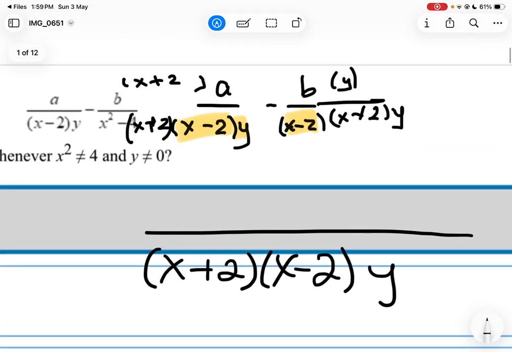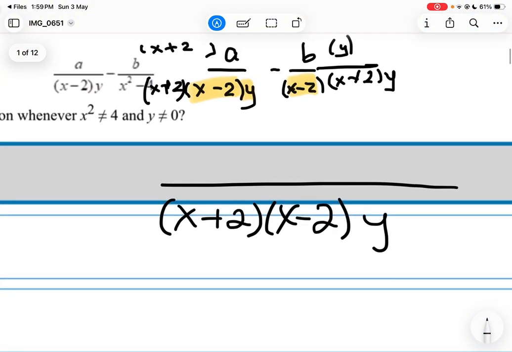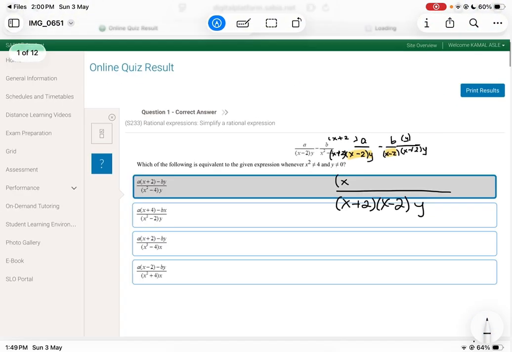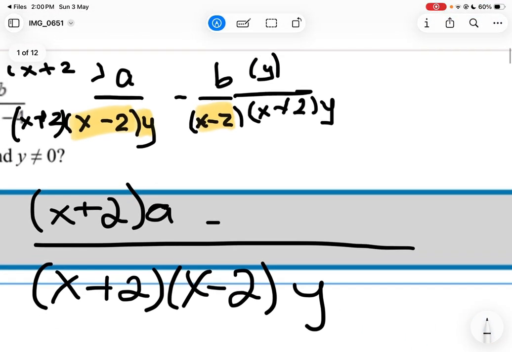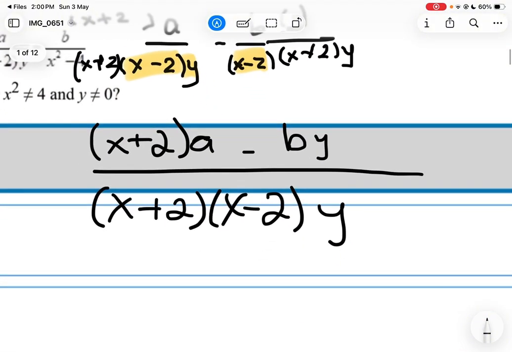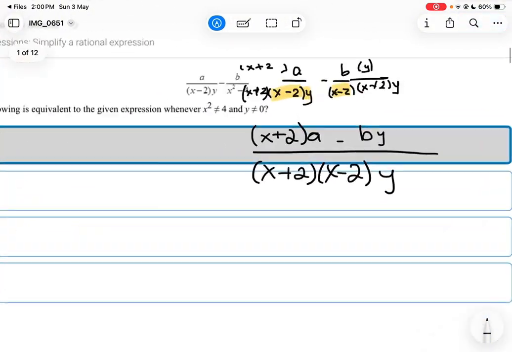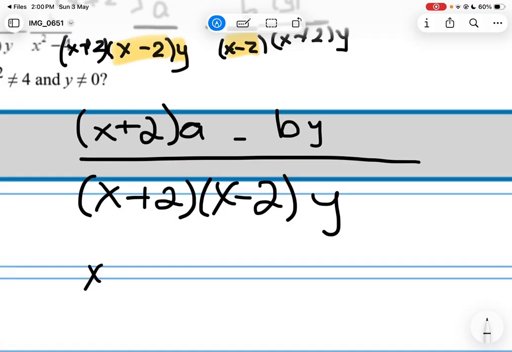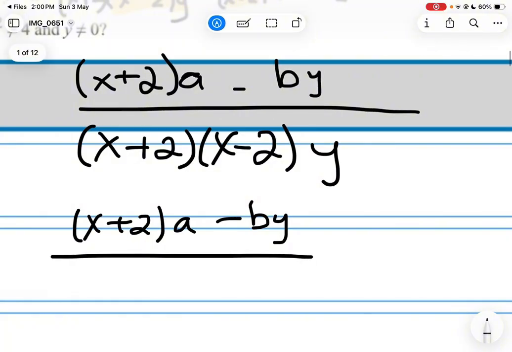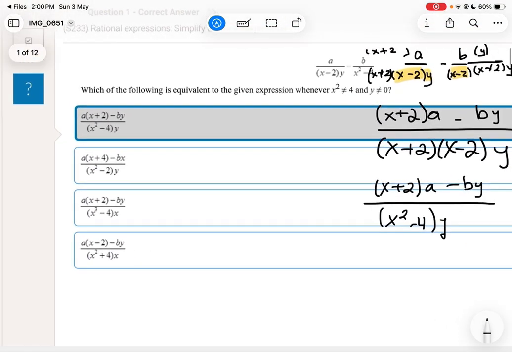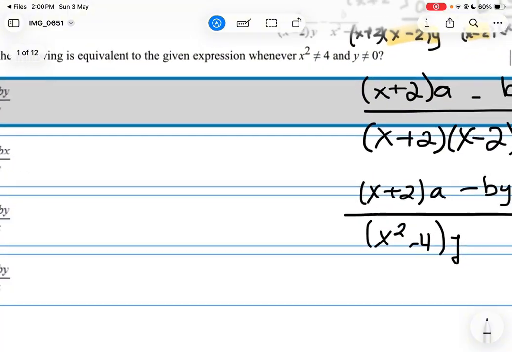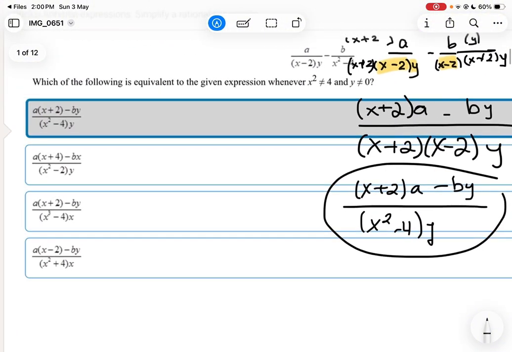And then your numerator will be x plus 2 times a, minus by. And (x plus 2)(x minus 2) is the same thing as x squared minus 4. So now the expression becomes (x plus 2 times a, minus by) over (x squared minus 4) times y. And as you can see, this is the same as this option.